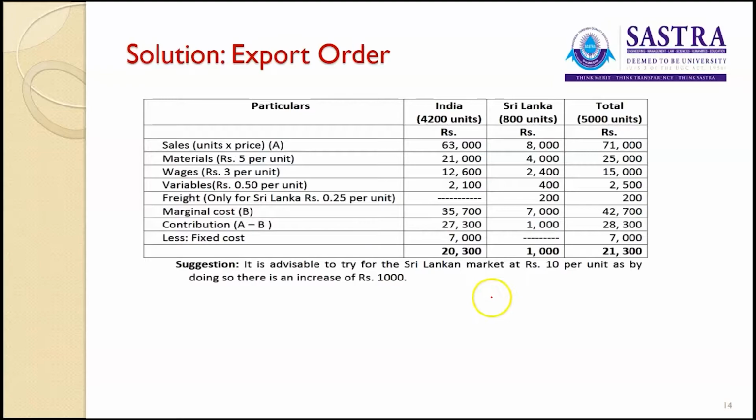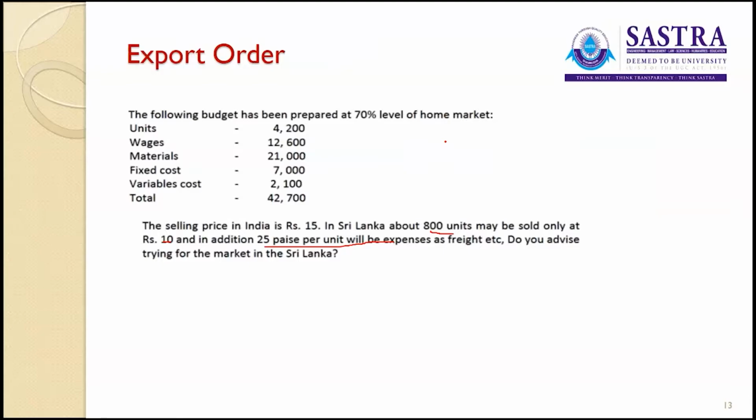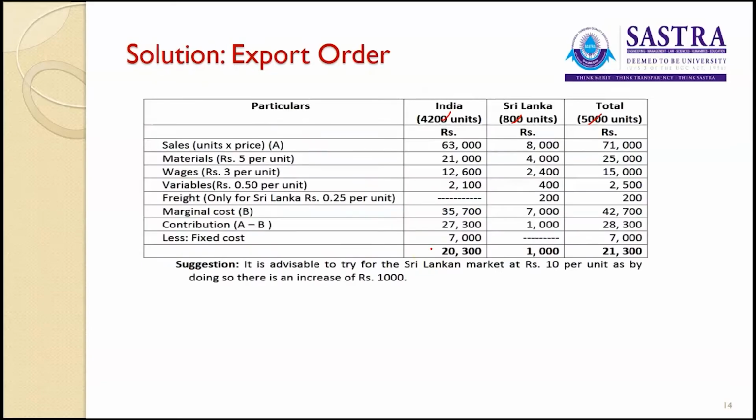See here, first one is the Indian order, that is we have 4,200 units. Sri Lankan order 800 units, total order is 5,000 units. Now the units and selling prices: we have 4,200 units and the sales rate here is 15 rupees. So 15 into the number of units, 4,200 units. For the Sri Lankan order it is 10 rupees, multiplied by 800 units. So we have total sales of rupees 71,000.